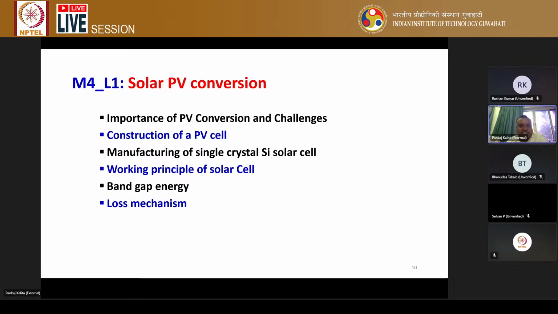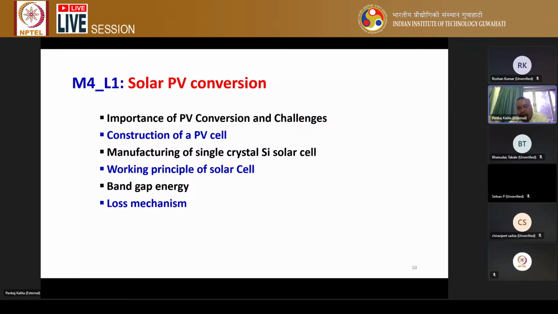In lecture 1 of module 4, we have studied solar PV conversion, starting from the importance of conversion and challenges, then construction of PV cells, then manufacturing of silicon solar cells, and what the working principle is, how band gap energy is calculated, and why this band gap energy is so important as far as electron hole pair formation and finally electron mobility are concerned. Also at the end we have elaborated something about loss mechanisms of the PV system.